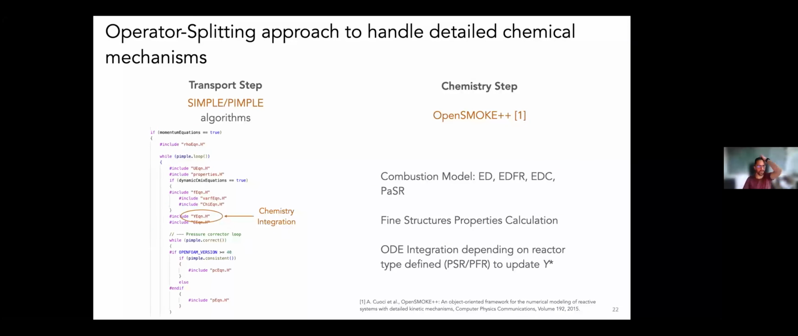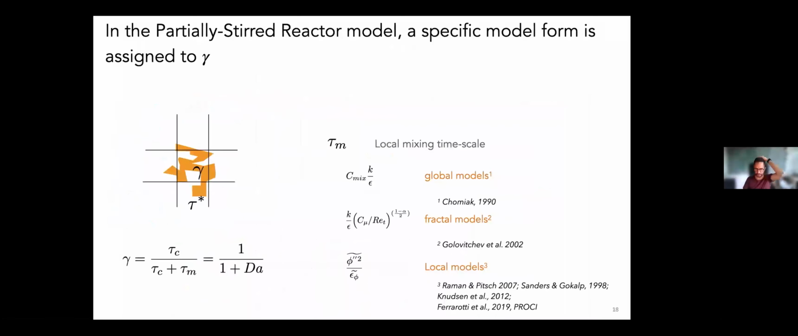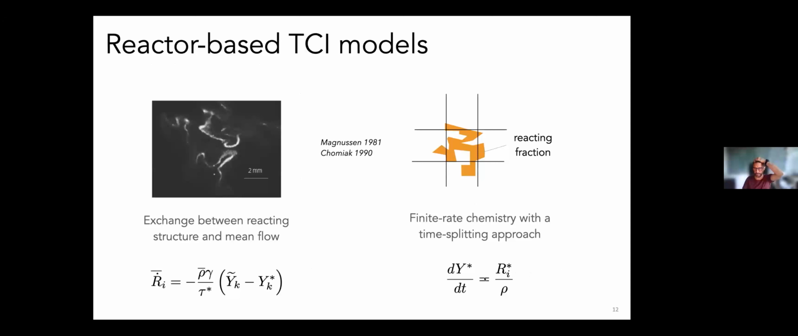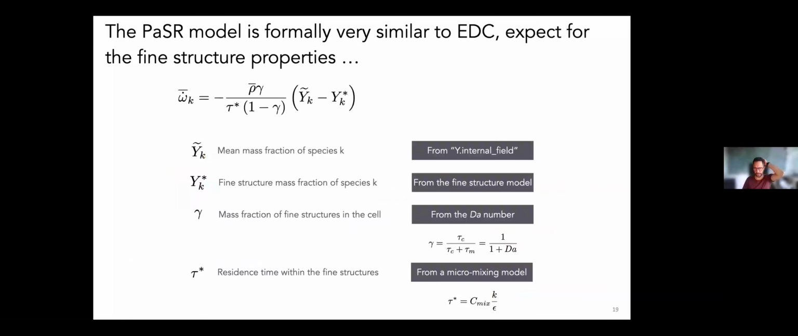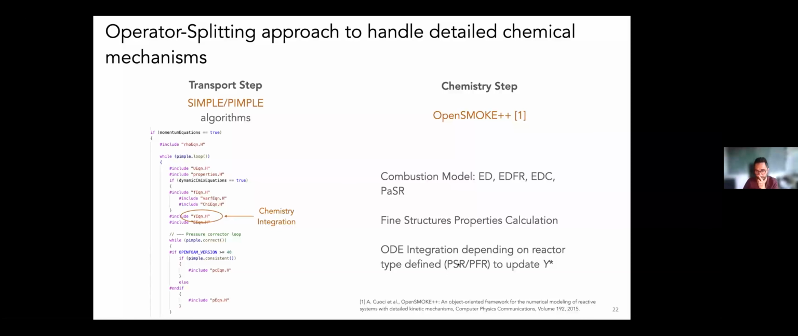Okay, let's go on. This is what I was mentioning before. This is how the chemical mechanisms are handled inside the code. You see that in the SIMPLE/PIMPLE algorithm, in the transport step, this is the time that the chemistry integration happens, and it goes through the chemistry step that is handled in OpenSMOKE. And this is the ODE integration that I was mentioning before. Let me go back so that you see what I'm referring to: this dY over dt. This ODE integration, if we use a batch model or a PFR model, is handled within OpenSMOKE, and two different models are possible.